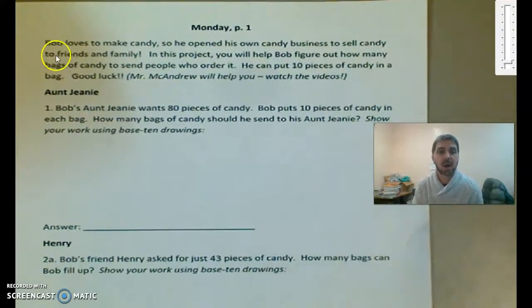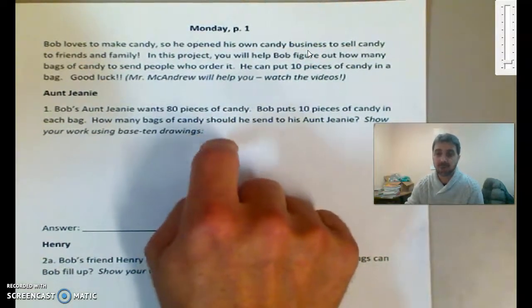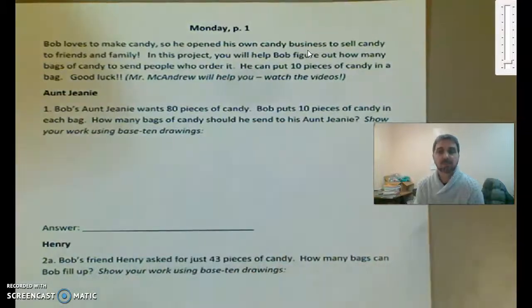It says, Bob loves to make candy, so he opened his own candy business. Boys and girls, if you don't have this in front of you right now, you should go get it. Pause the video, make sure you have it. To sell candy to friends and family. We already know this. In this project, you will help Bob figure out how many bags of candy to send people who order it. He can put 10 pieces of candy in a bag. Good luck. Mr. McAndrew will help you watch the videos.